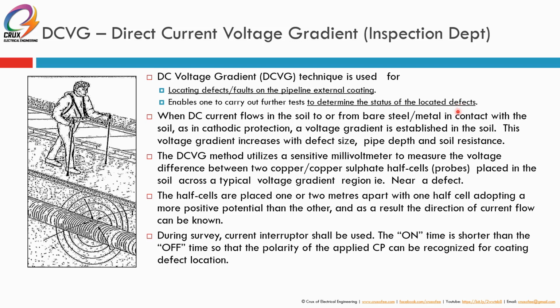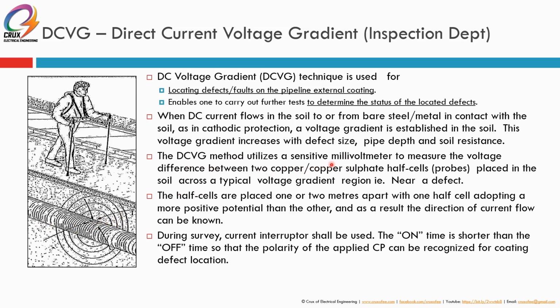For example, maybe when you did the CIPS, you don't know exactly whether there's any coating defect or any other interference. So you can confirm that by doing the DCVG lah. So when the DC current flows in the soil to or from the bare steel in contact with the soil, a voltage gradient is established in the soil lah. So this voltage gradient increases with the defect size, pipe depth and soil resistance lah. So the larger the defect, it will produce this voltage gradient.